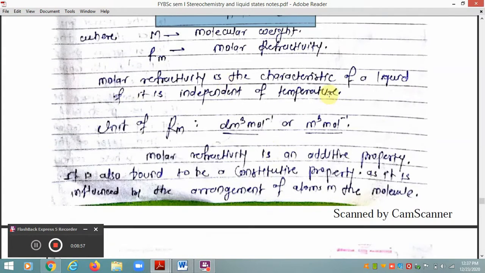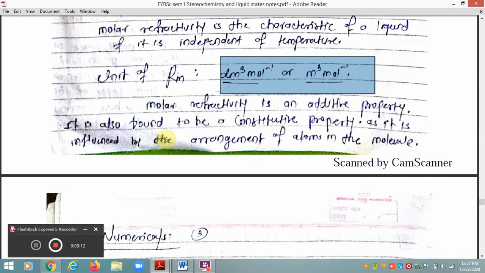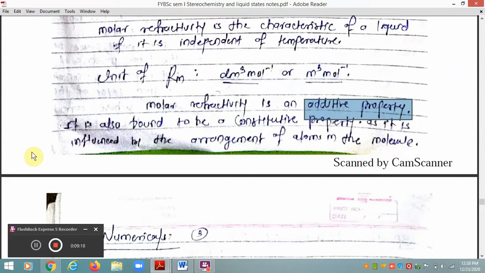Molar refractivity is the characteristic of a given liquid, and it is independent of temperature. It's very important: it is independent of temperature. The unit of molar refractivity is decimeter cube per mole or meter cube per mole. And molar refractivity is an additive property. It is also found to be a constitutive property, as it is influenced by the arrangement of atoms in the molecule.